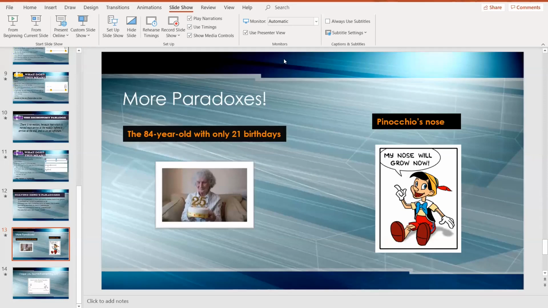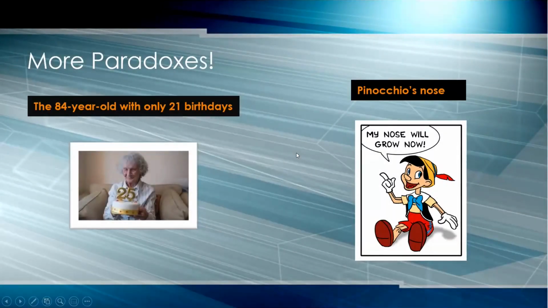So I hope that made sense. That was the paradox that can be known as the leap year paradox, and that's what happens when someone's born on a leap year, on the 29th of February. So that's one of my favorite paradoxes.